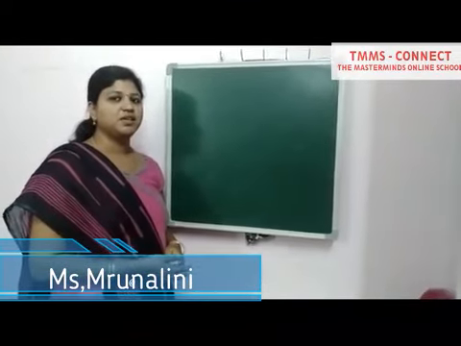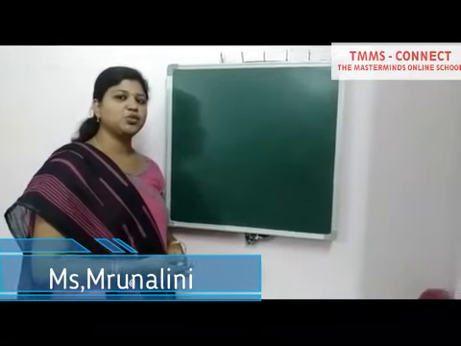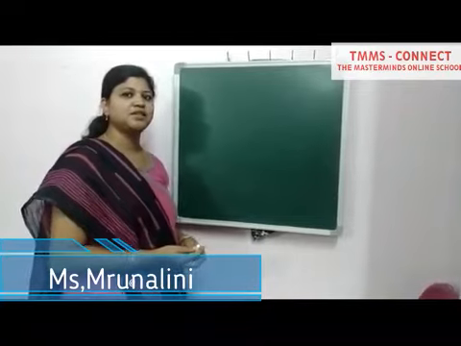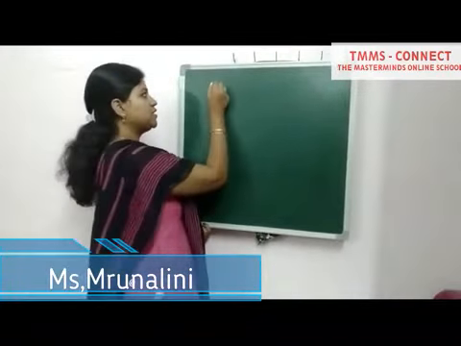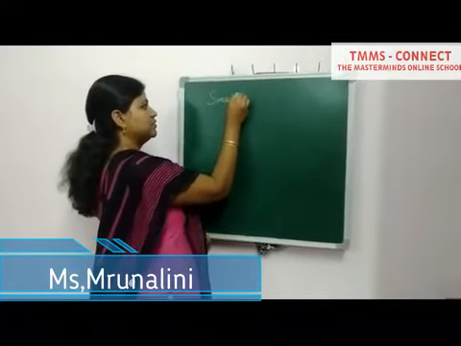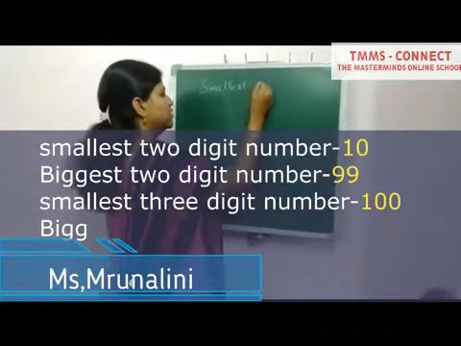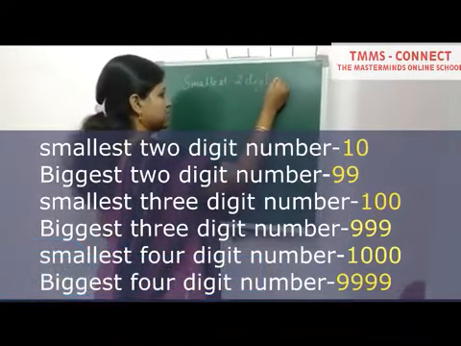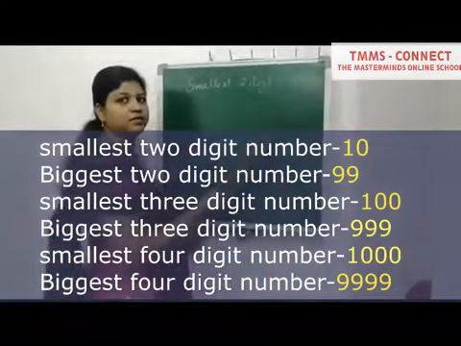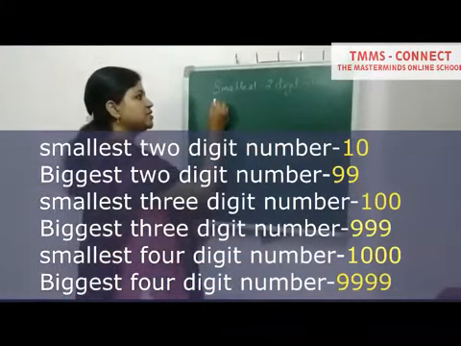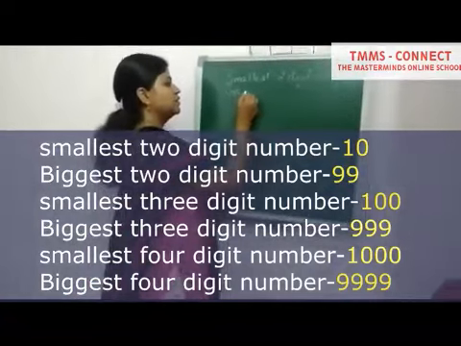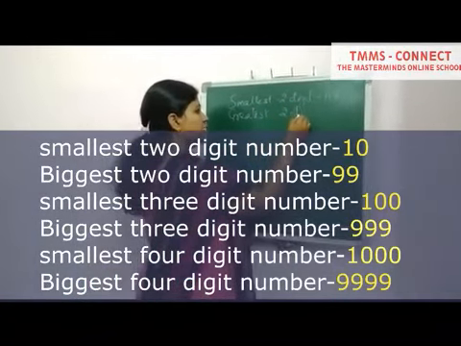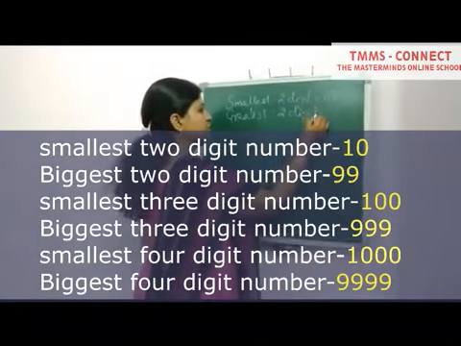Digit numbers. Do you all remember the smallest two digit and the largest two digit number? So tell me, what is the smallest two digit number? Yes, it is 10. Okay. Then what is the greatest two digit number? Yes, 99. So the greatest two digit number is 99.